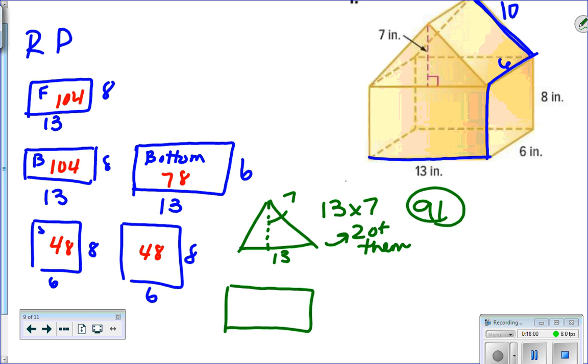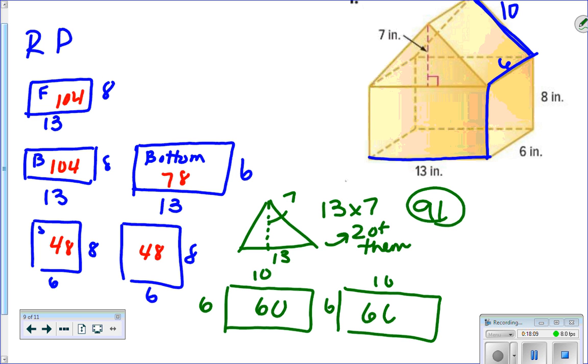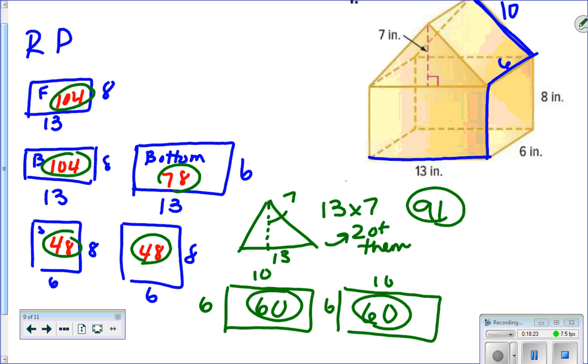So these are my tops of the whole thing. So we did 6 by 10, 6 by 10, 60, 60. I'm gonna circle them. So we gotta do this one, and this one, and that one, and this one. Because see how I did 13 times 7 and I didn't divide by 2? Remember for triangles, if you have 2, you don't gotta divide by 2. Okay? So let's see. 104 plus 104 plus 48 plus 78 plus 48 plus 91 plus 60 plus 60. 593 inches squared.